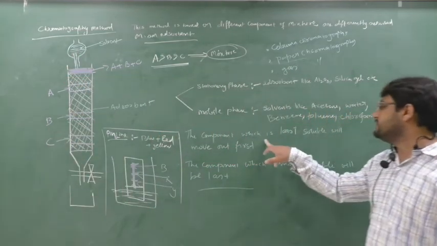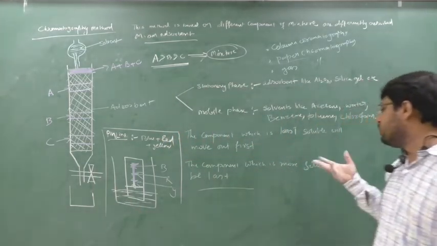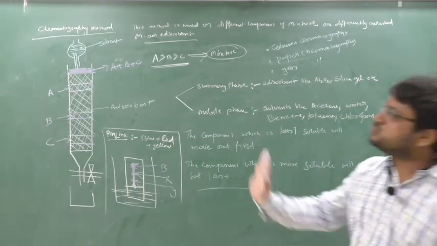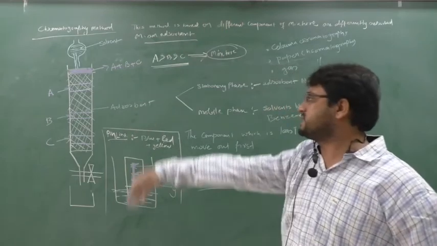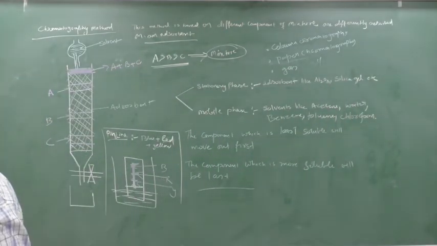The component which is least soluble will move out first or will be at the bottom, and the component which is more soluble will be at the top, so it will be removed last. It means A will be moved out last. So this was your chromatography, simple and sweet.